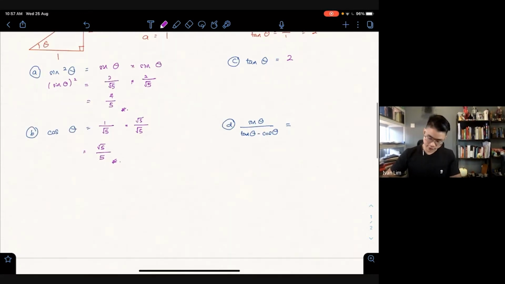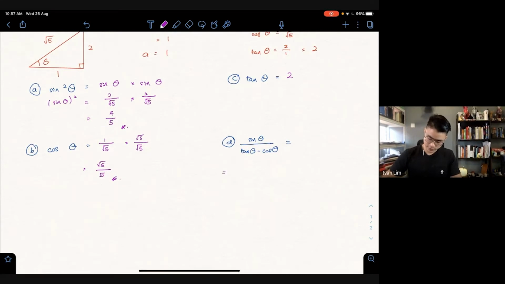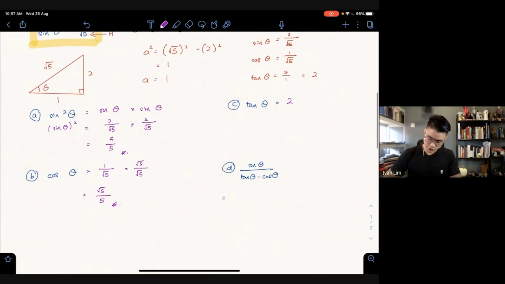So let's look at this. Put the equal sign here. Sine theta, which is 2 over root 5, over tangent theta, which is 2, minus cos theta. So you will get minus 1 over root 5. This is actually how you find your sine and cos theta and then just sub it in. But normally they will want you to present it in a certain form, which means they want you to simplify it. So we have to follow exactly what they want.